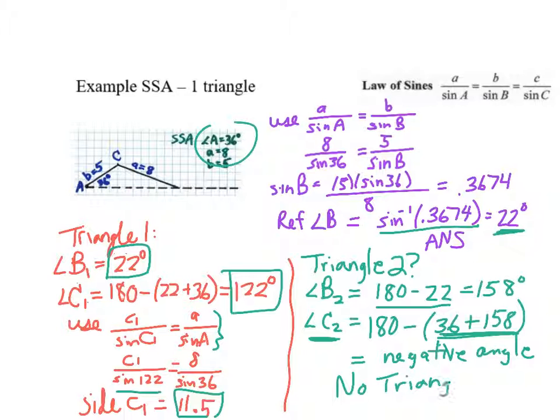So that's the SSA. If you remember, SSA is a triangle that when you did congruent triangles, SSA was not one of the congruent triangles, and this is why. Because there's just too much ambiguity with two sides and an angle that is not included between the two sides.